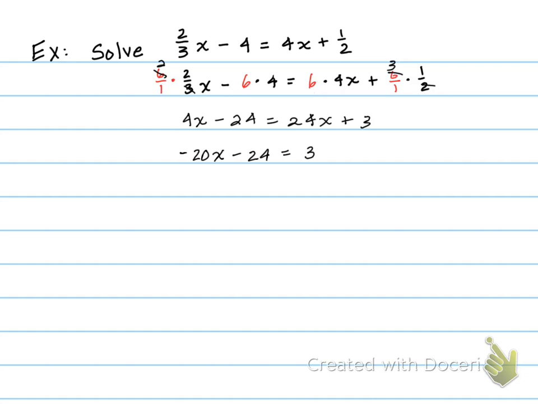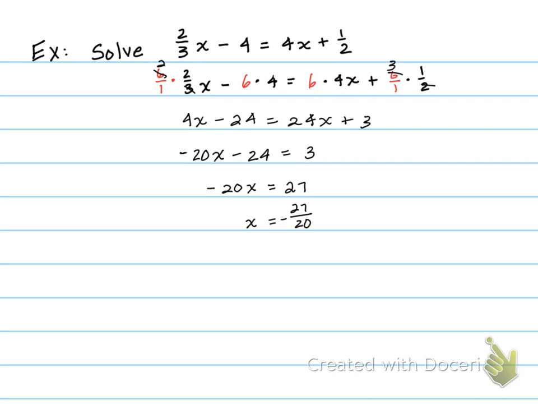Next, we are going to add 24 to both sides to get my constant terms on the right. So when I add 24 to the left side, I'm left with negative 20x. 3 plus 24 is 27. And next, we will divide both sides by negative 20. Negative 20x divided by negative 20 is just x, and then we have 27 over negative 20, which gives us negative 27/20ths. And that's done because it can't be simplified.